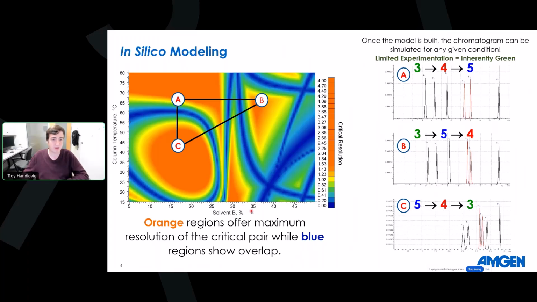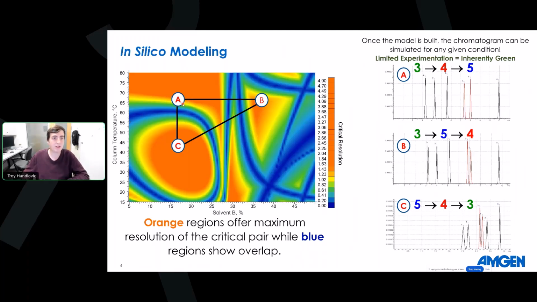And the nice thing about these separation maps or the resolution maps is that we're able to look across the conditions instead of just at discrete points. And we see here that areas of orange offer baseline resolution of the critical pair, while areas of blue show overlap. And the nice thing about that is it allows us to track the peak crossovers.